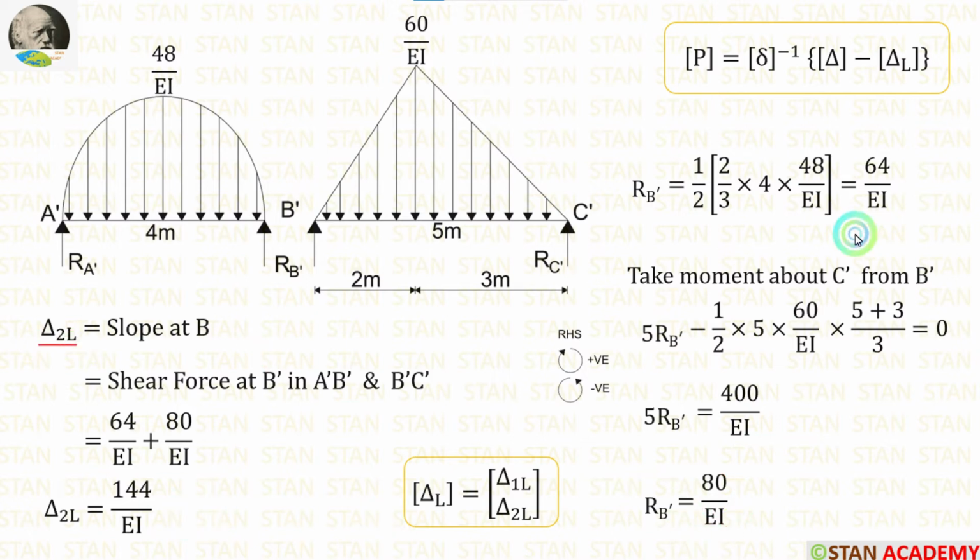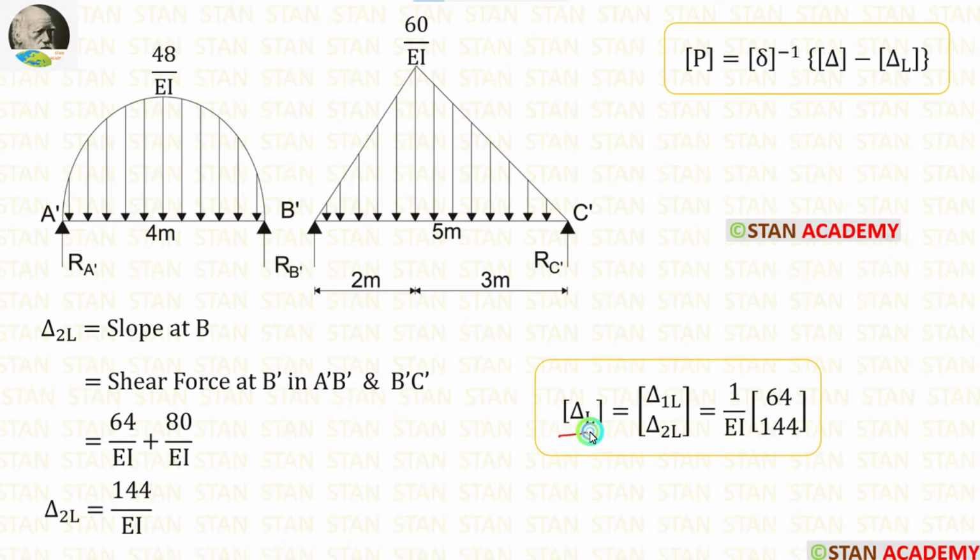For delta 2L, we have to add these two values. After adding, we are getting 144 upon EI. In the delta L matrix, let us apply the values of delta 1L and delta 2L. 1 upon EI is constant. Let us keep it outside.